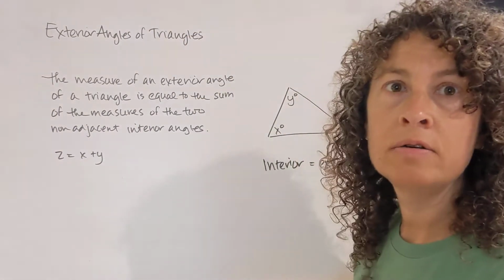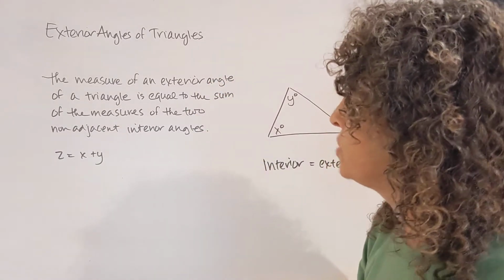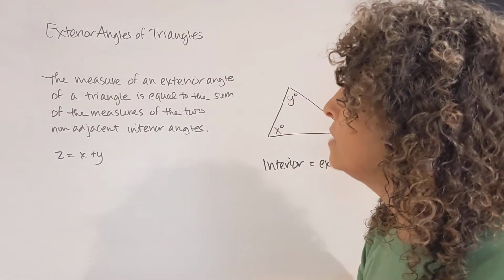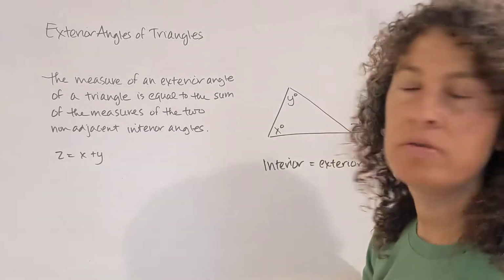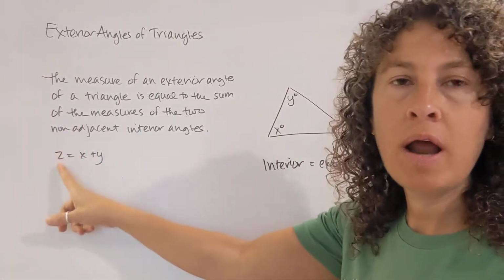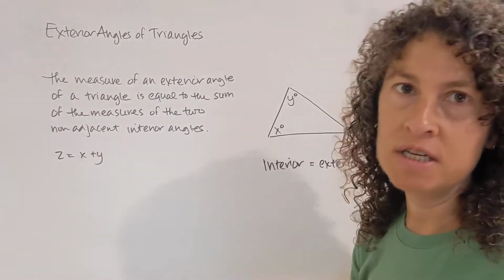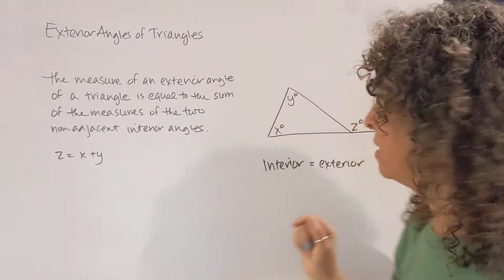Okay, exterior angles of triangles. So the measure of an exterior angle of a triangle is equal to the sum of the measures of the two non-adjacent interior angles. As an equation, we look at this as the exterior angle is equal to the sum of the interior angles. So let's take a look at this diagram because this is a lot to break down.